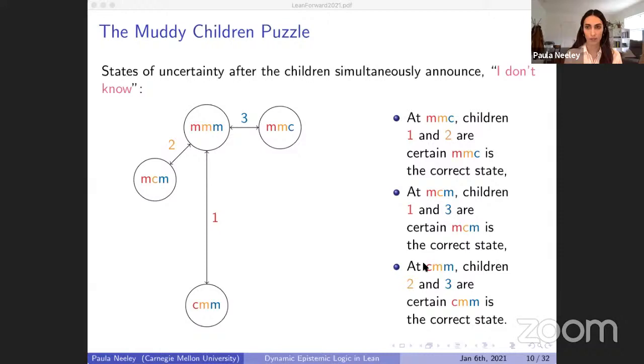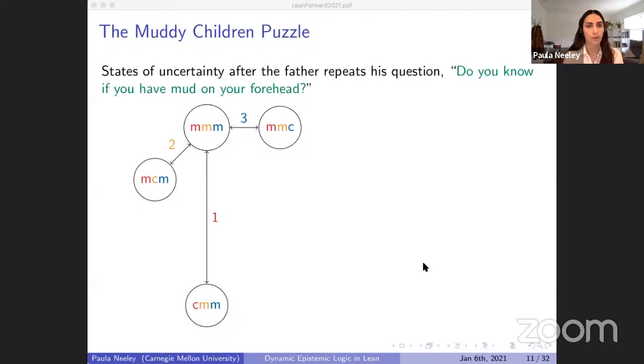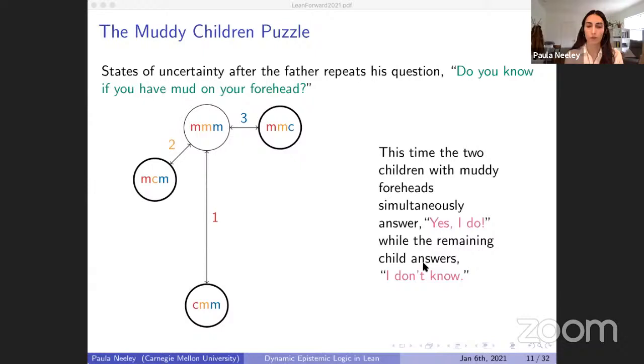Okay, finally, what happens after the father repeats his question, "Do you know if you have mud on your forehead?" This time we see the result that we saw in the story, where the two children with muddy foreheads simultaneously answer, "Yes, I do," and the remaining child answers, "I don't know." So whichever one of these three worlds obtains where two of the children are muddy, as you can see, it's only the clean child that remains uncertain about that state, and the other two children have a certainty.